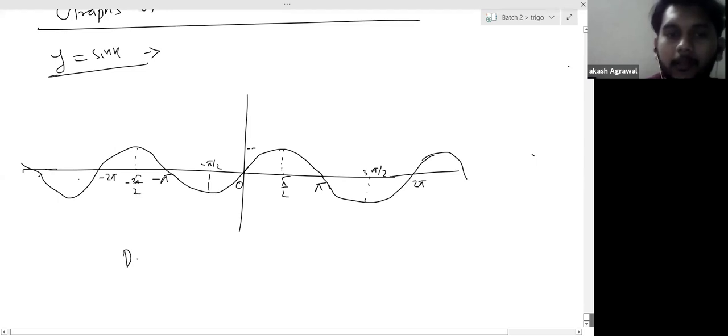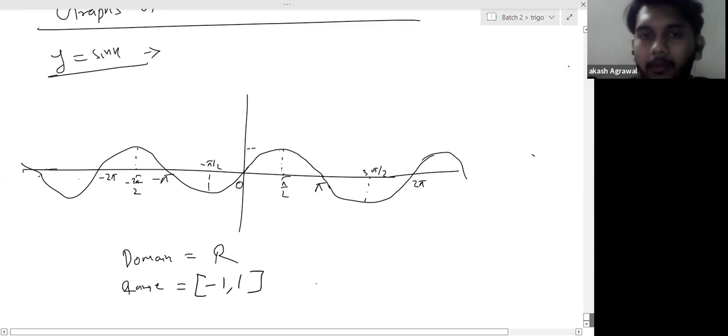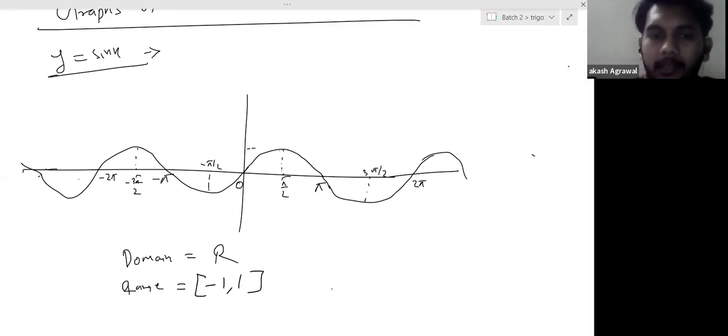All right. Domain is R. You can put any value, and these are all in radians, right? Any value, and range will be from -1 to 1, including both. All right. This is the graph of sin x. Write it down.